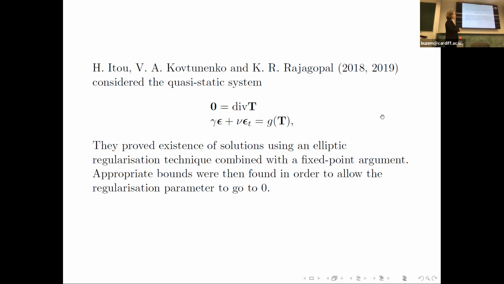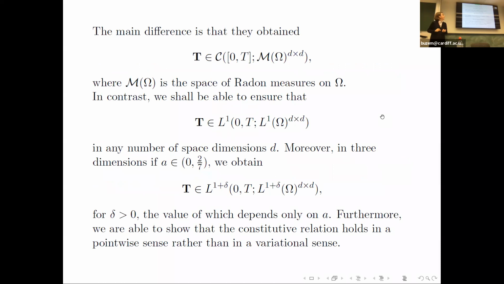In other words, they used some techniques, some regularization techniques, some fixed point arguments, and we looked at the fully dynamical system. But basically the difference between what they got and what we got is they got measure valued solutions, we got weak solutions. And also the most important part in our work was that the constitutive relation that we had was satisfied point-wise, rather than in a variational sense. So that was the compactness, which was making a lot of problems, but we managed to get that, even in the dynamical case.